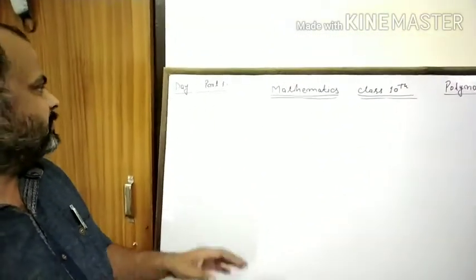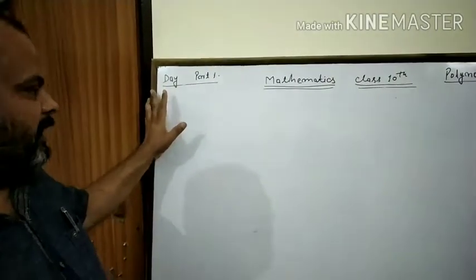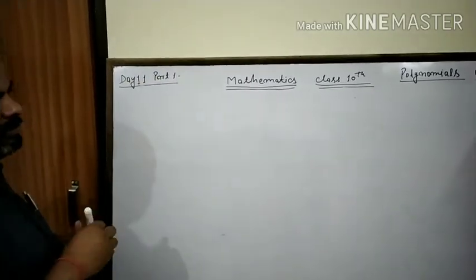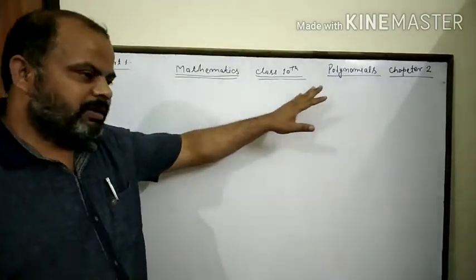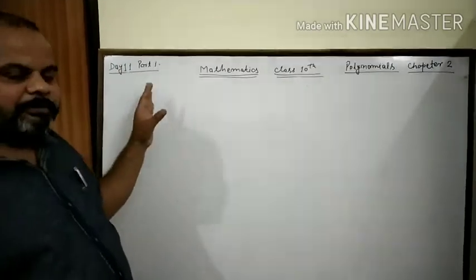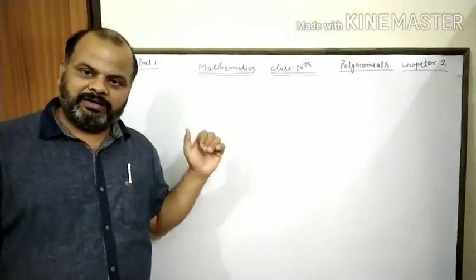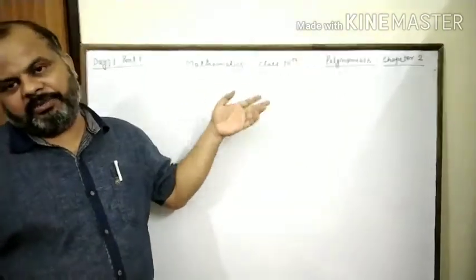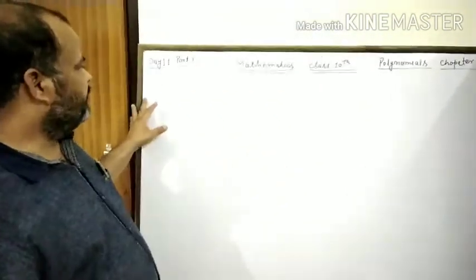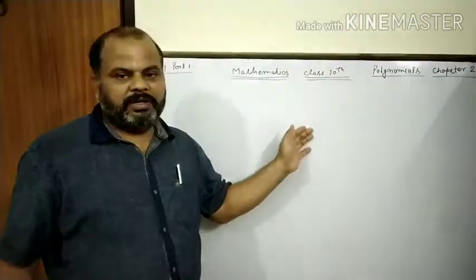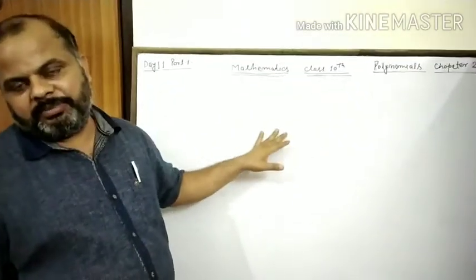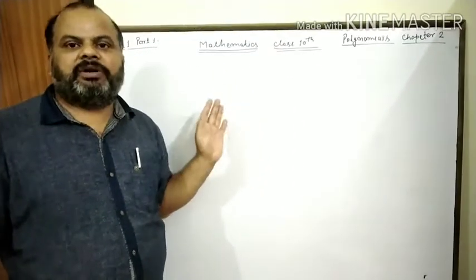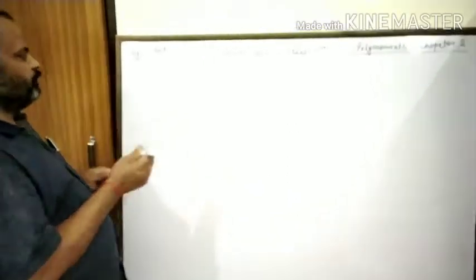Today we discuss Day 11, Part 1. The chapter is polynomials. In our last class, we discussed types of polynomials according to degree and according to term. According to term: monomial, binomial, trinomial, quadrinomial. According to degree: constant polynomial, linear polynomial, quadratic polynomial, cubic polynomial, and biquadratic polynomial. Today we discuss the zero polynomial.